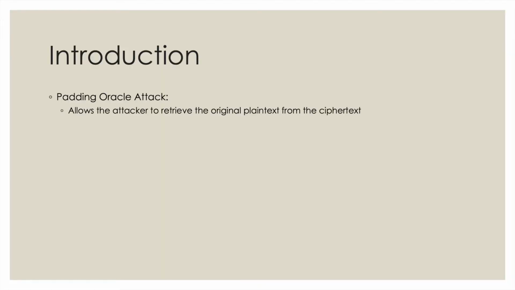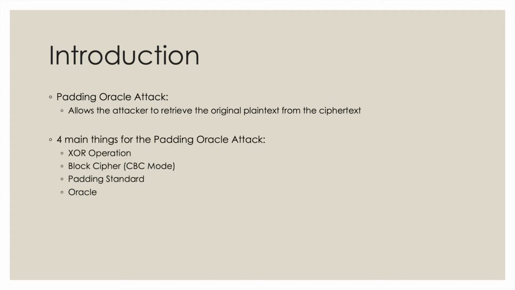Well, it provides a way for an attacker to retrieve the original plaintext from just the ciphertext alone. But this is a rather generic definition. A lot of attacks aim to do this. Instead, what really defines a padding oracle attack is the context in which it is set up, and there are four main parts to this context: the XOR operation, a block cipher using cipher block chaining or CBC mode, a padding standard, and last but not least, an oracle. Let's go through each of these parts in turn.